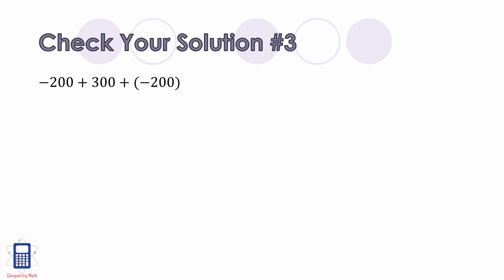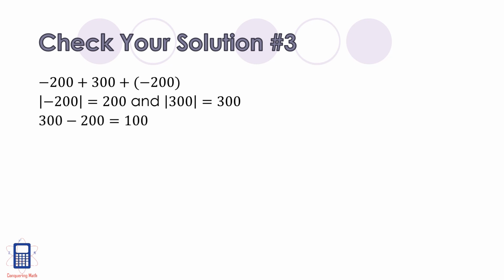So we'll start with negative 200 plus 300. We'll find their absolute values. And then because the original numbers had opposite signs, we need to subtract those absolute values. So we have 300 minus 200 equals 100. And because positive 300 had the greater absolute value, we'll keep the positive sign here, and we'll write our new simplified expression, which is 100 plus negative 200.